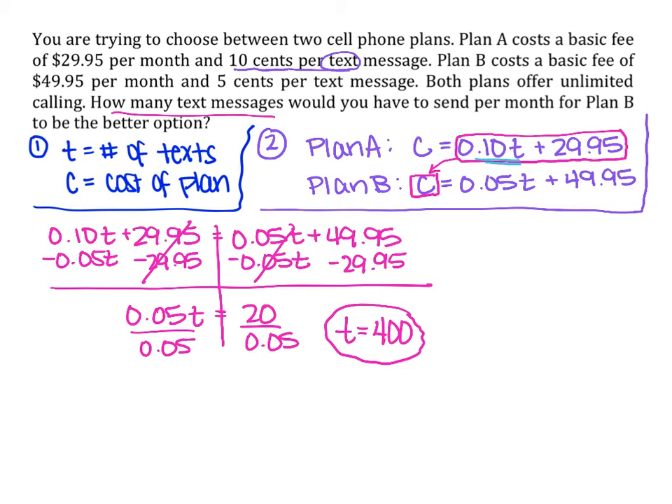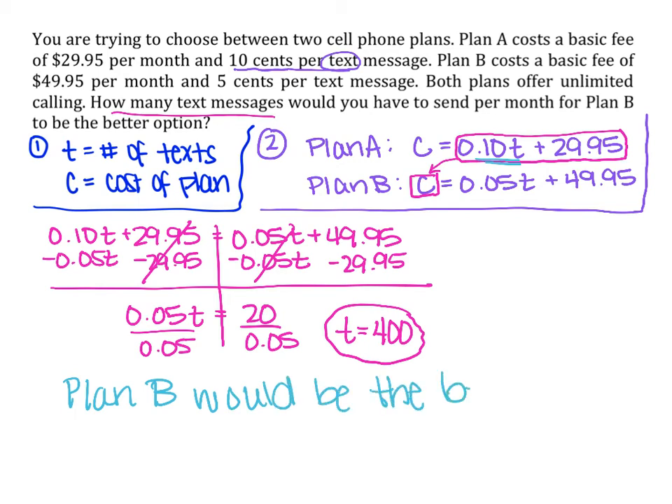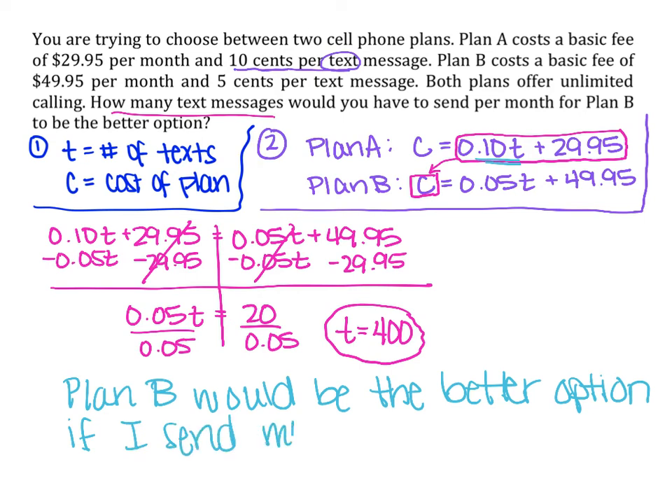So the question was, when will Plan B be the better option? And my answer: Plan B would be the better option if I send more than 400 texts per month.